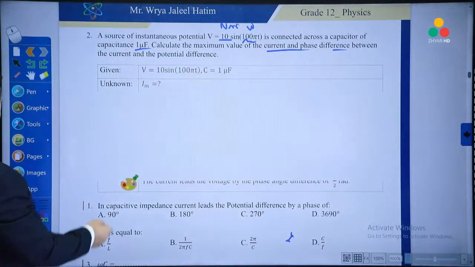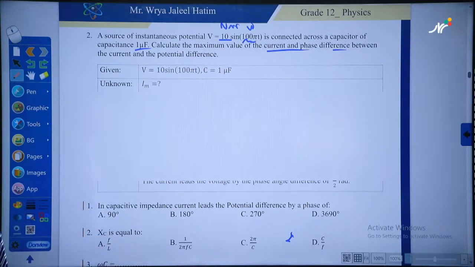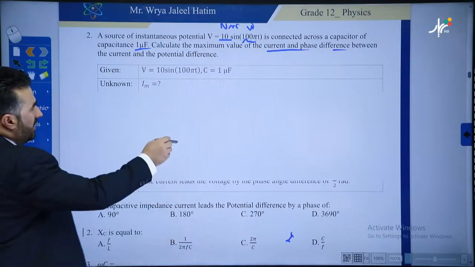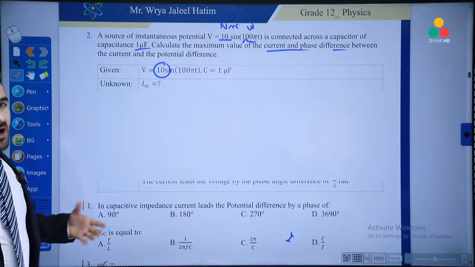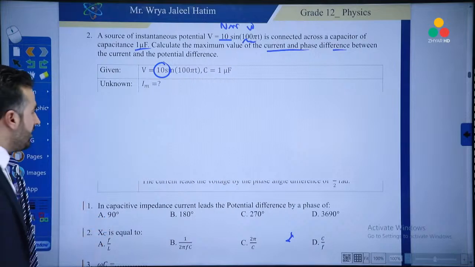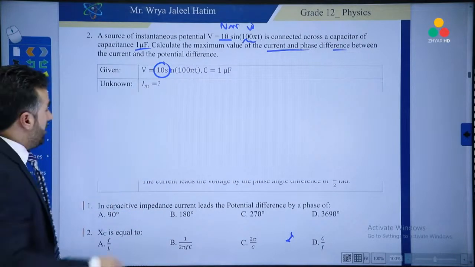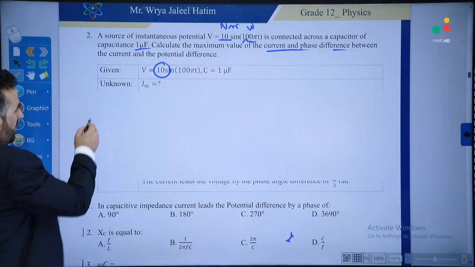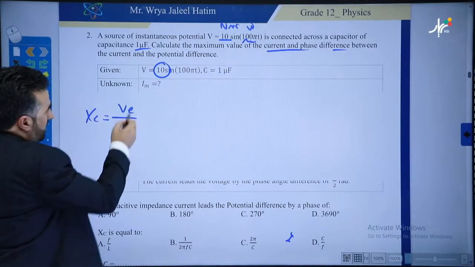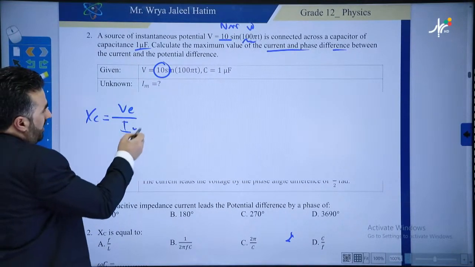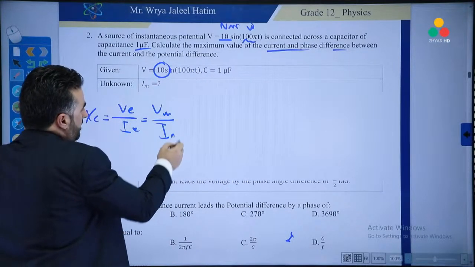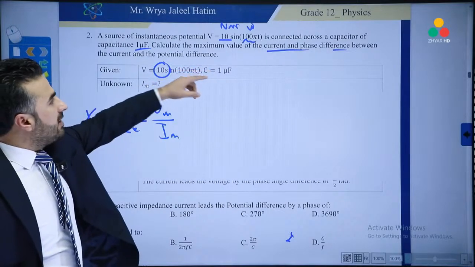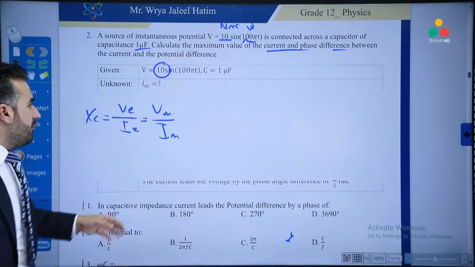So we've been asked to find, what does it say? Calculate the maximum value for the current. Yeah. So how do we do that? Take a look. This is voltage. Whenever they're asking you to find the current, it is more likely you're going to need to use Ohm's law. So in this case, of course, since it is a capacitance, we'll say XC is equal to V effective over I effective. And of course, we can use V maximum over I maximum, but don't forget, they want the maximum value for the current. So easy enough, we can just use one of these.